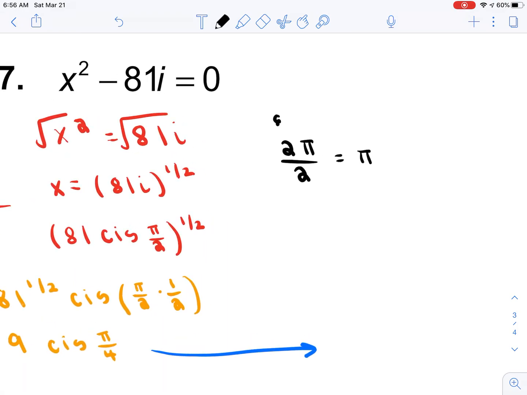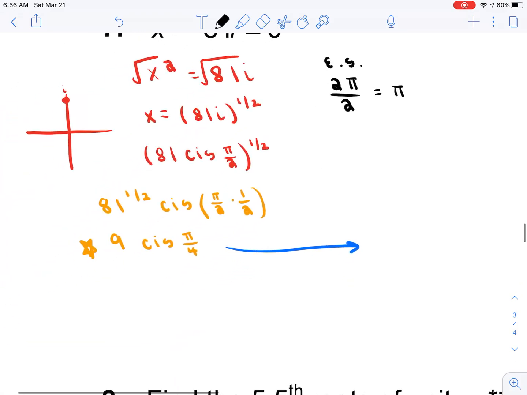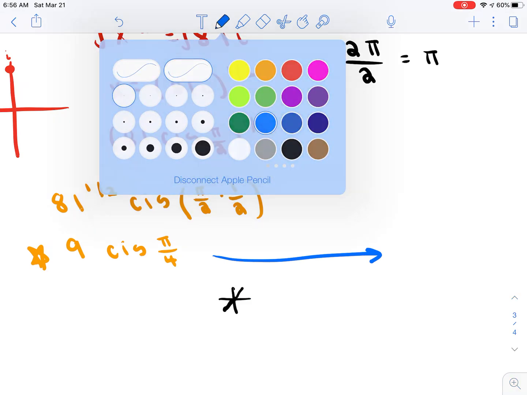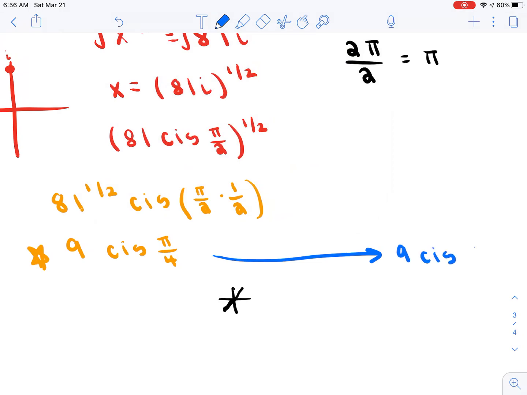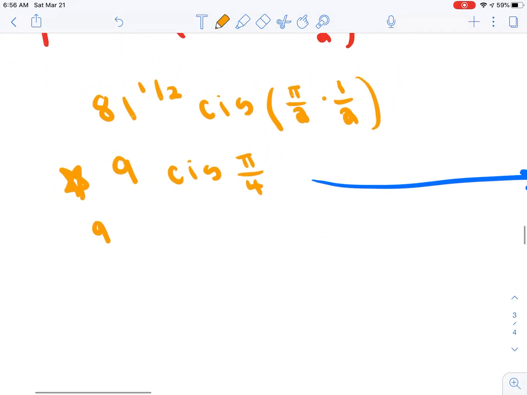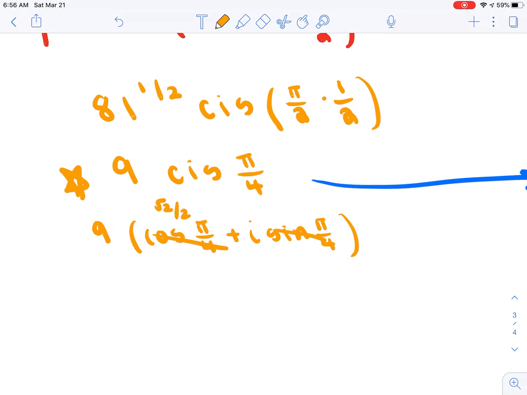Each solution is going to be pi units away. So if you were to take pi over 4 and add pi, well, just think about going on the opposite side. Because remember, pi over 4 is here. Adding pi is just going to take you to the opposite side. So we are looking at 9 cis, and this is going to be 5 pi over 4. Now, to get each of these in standard form, let's think about the first one. This is going to be 9 times the cosine of pi over 4 plus i sine pi over 4. So cosine of pi over 4 is root 2 over 2, as is the sine.